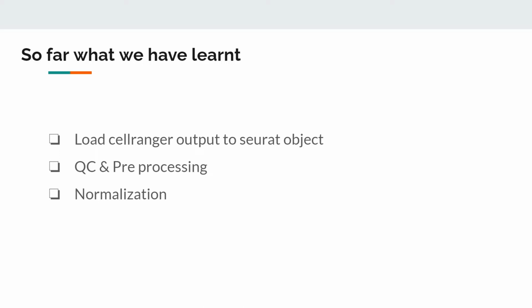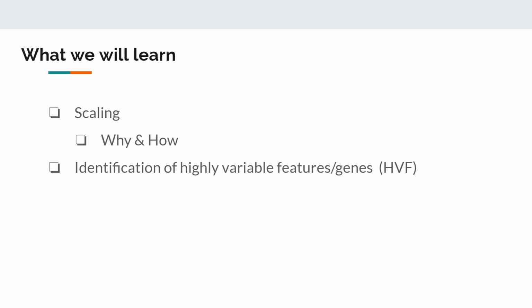So far, we have learned how to load the Cell Ranger output into a Seurat object. Then we talked about quality check and pre-processing, and next we explored normalizing the cells. In this video we will learn what scaling is and why we need it. First we'll see why we need it and how to do it, and also why we need to identify the variable feature genes, or HVF, highly variable features.